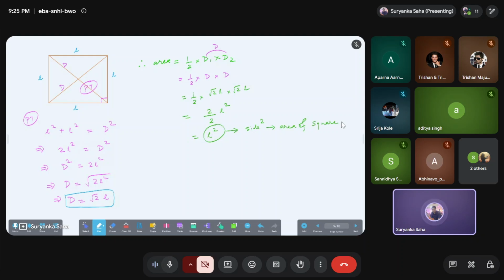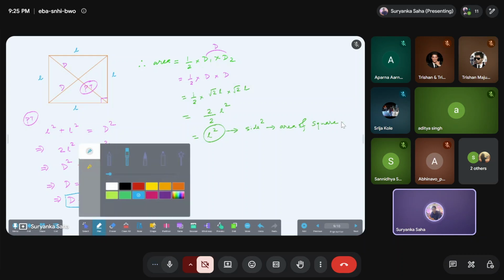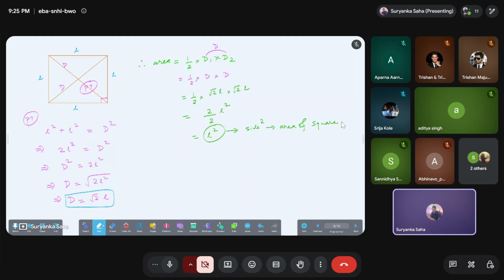See, square area can be found out by using the half into diagonal 1 into diagonal 2 also. Okay? Yes or no? Tell me. Understood? Please give me a thumbs up whether you have understood or not. You know this is the rhombus formula only, so it's a square formula also.